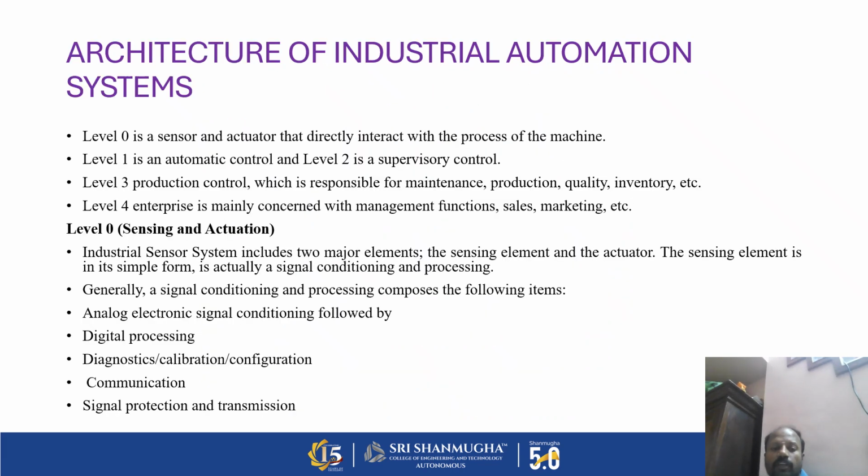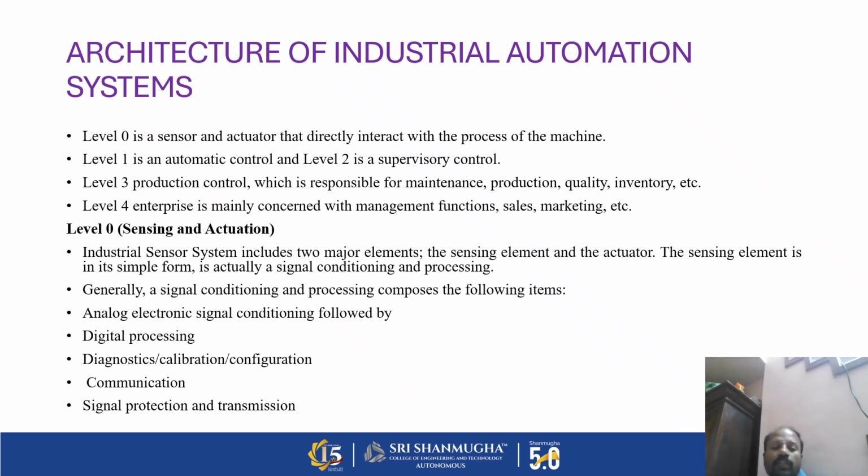In the architecture of the industrial automation system, level 0 is the sensor and actuator that directly interact with the process of the machine. Level 1 is automatic control and level 2 is supervisory control. Level 3 is production control, responsible for maintenance, production quality and inventory. Level 4, the enterprise, is mainly concerned with management functions, sales, marketing, etc.